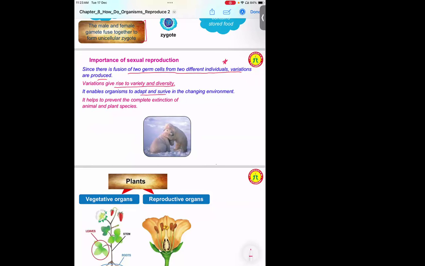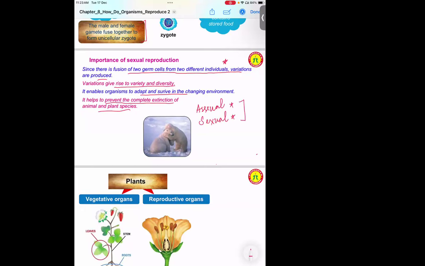And because of that, the organism will be able to survive and adapt in the changing environment. And it also helps to prevent the complete extinction of the animals and plant species. Now, here, one more question comes. They will be asking you which one is better, which will have the better chances of survival, the asexual individual or the sexual individual.